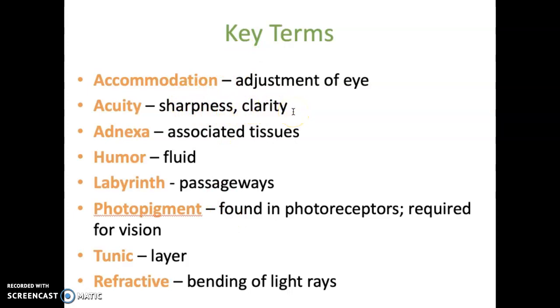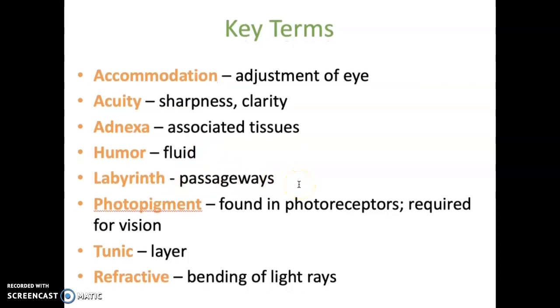Adnexa refers to the tissues in the body located near a related tissue. Humor is any fluid of the body. Labyrinth is a series of communicating or connected passages. A photopigment is a light-sensitive pigment located in the receptors found in the retina that initiates the visual process.